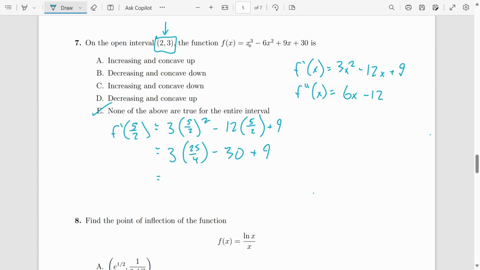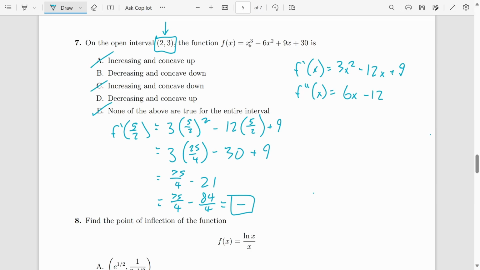This equals, so this is going to be the hardest part of doing all this, but we can still do it as 75 over 4, minus 30 plus 9, that's just going to be minus 21. Let's put that 21 as a fraction with a common denominator. So this is going to be 75 over 4 minus 84 over 4. This is going to be negative, since 75 minus 84 is negative. So we know that this is negative, so it must be decreasing on the interval.